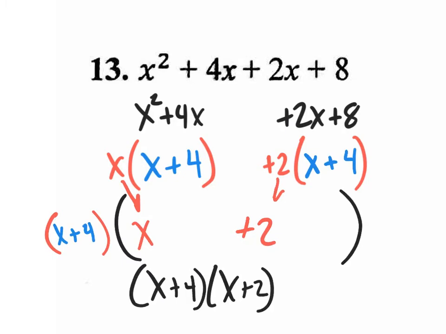What if it's the other way around? Like you wrote it the other way? If you write it the other way around, it's totally fine because of the commutative property of multiplication. You could switch the order of multiplication, you get the same answer. 2 times 3 is the same thing as 3 times 2. So if you had x plus 2 times x plus 4, it's perfectly fine.